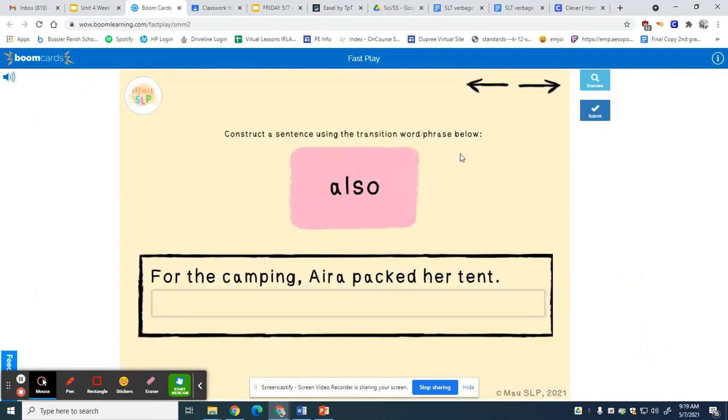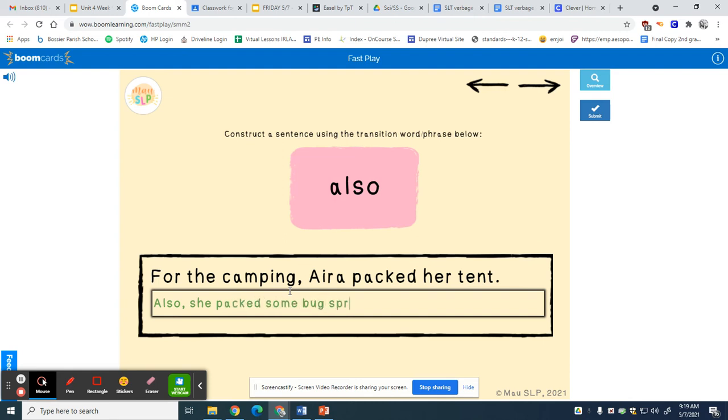So they want us to construct a sentence using the phrase also. For camping, Erica packed her tent. Also, she packed some bug spray, because that would be important, and I'm adding information about what all Erica packed.